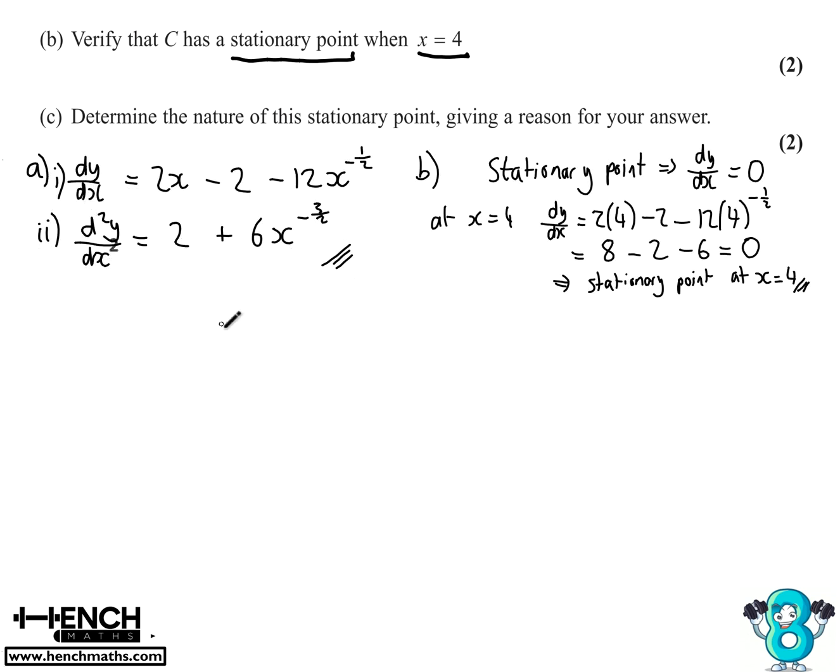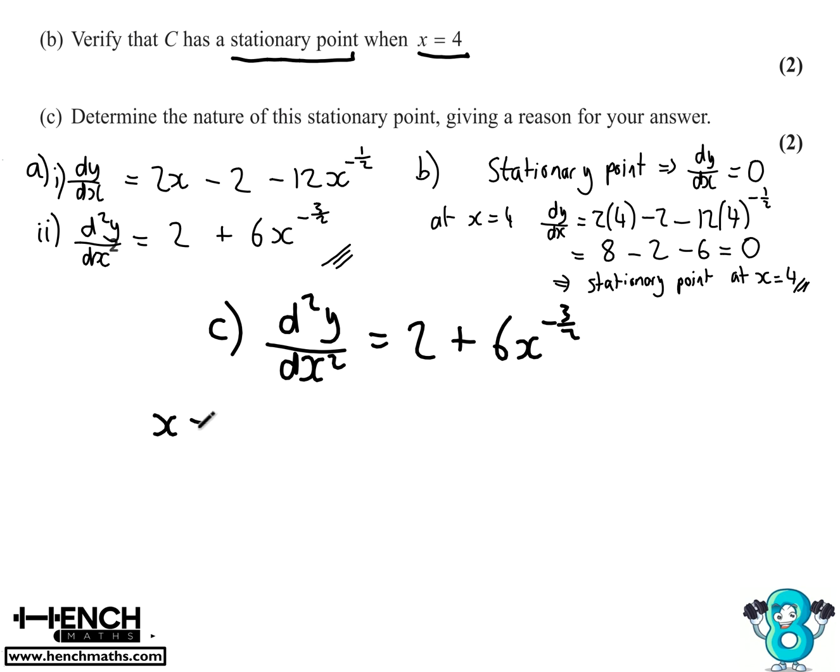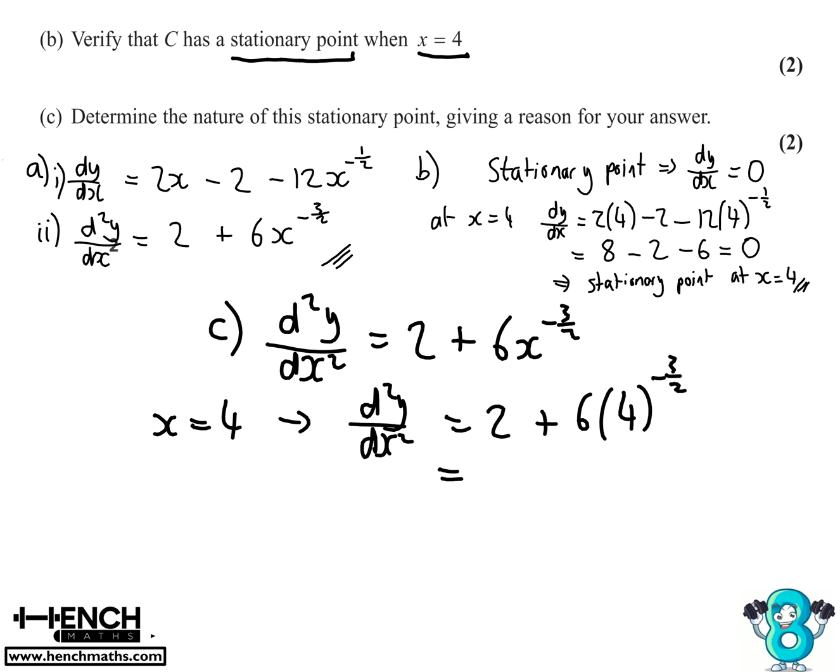So in part C, we need to determine the nature of the stationary point. So we're going to use our second derivative to do that. So d2y by dx squared is equal to 2 plus 6x to the power of negative 3 over 2. So what we're going to do is sub x is 4 in here. So x equals 4. Our second derivative is equal to 2 plus 6 lots of 4 to the power of negative 3 over 2.